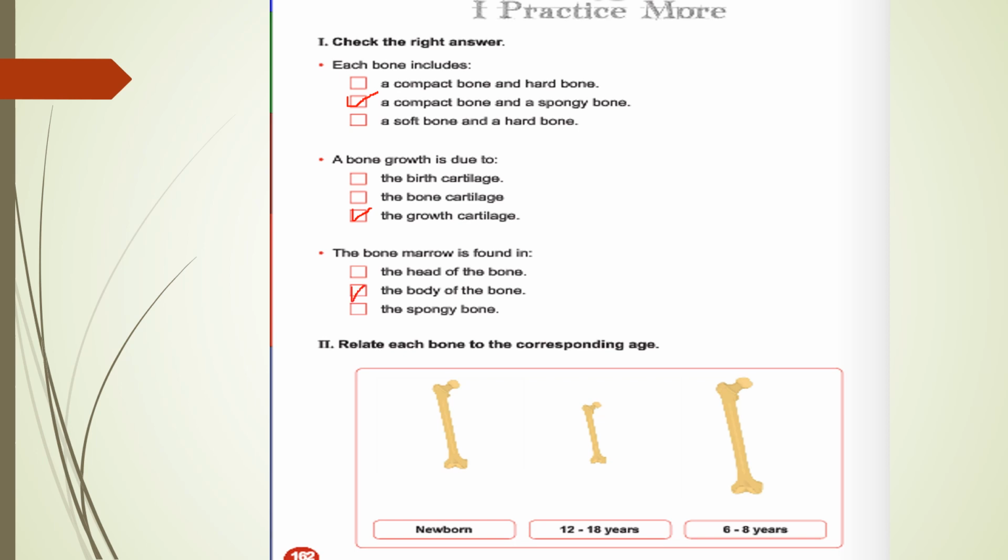Relate each bone to the corresponding age. We have three different bones with three different sizes. We have to match them if they are related to the newborn bone, or 12 to 18 years bone, or 6 to 8 years bone. Of course, the smallest bone inside is for the newborn. And the longest bone is the one for the highest age, which is 12 to 18 years. And this bone is related to the bone of 6 to 8 years.